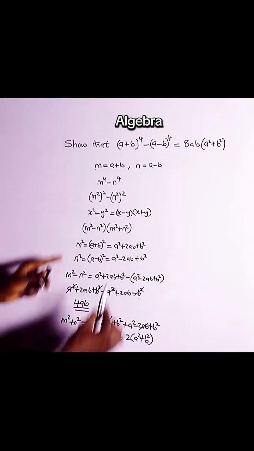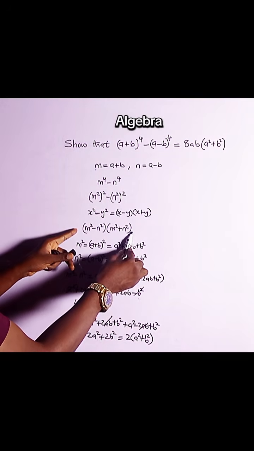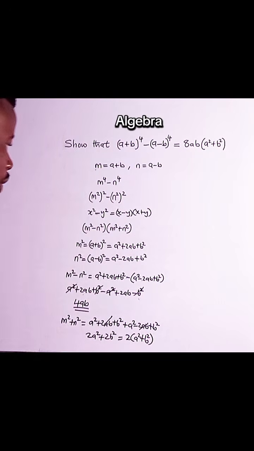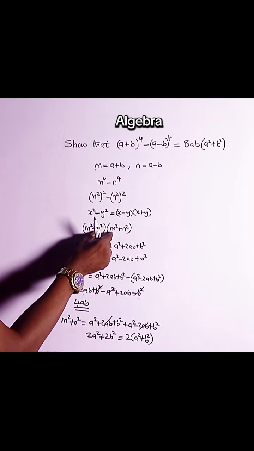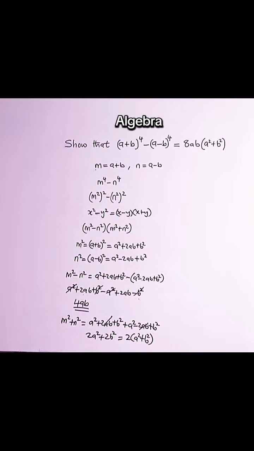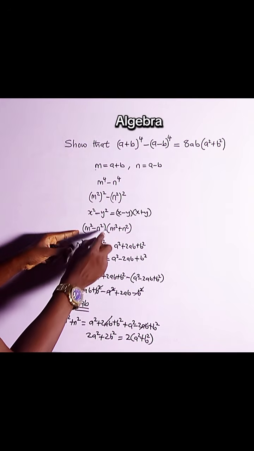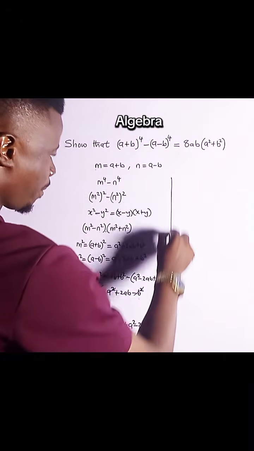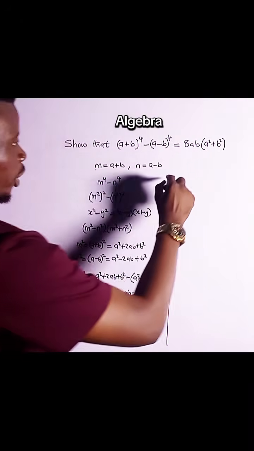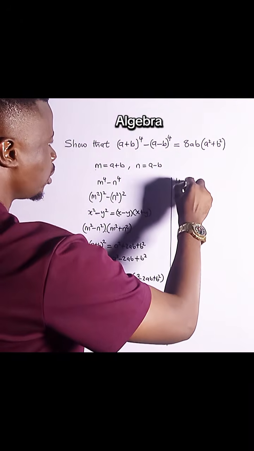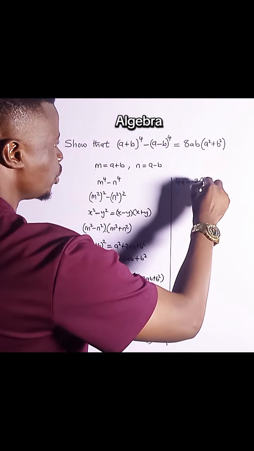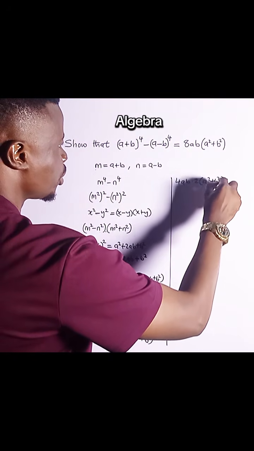Now how do we get the final value, which represents m to the power of 4 minus n to the power of 4? We multiply both values we have gotten for each of them. So m square minus n square multiplied by m square plus n square is the same as what? 4ab multiplied by what? 2 into a square plus b square.